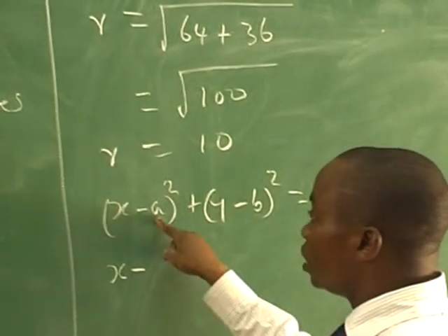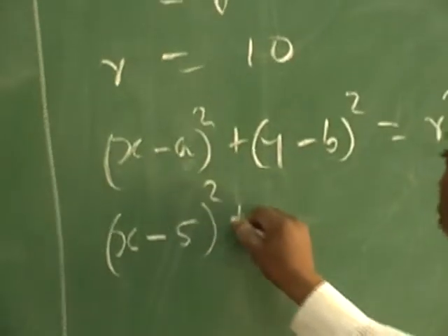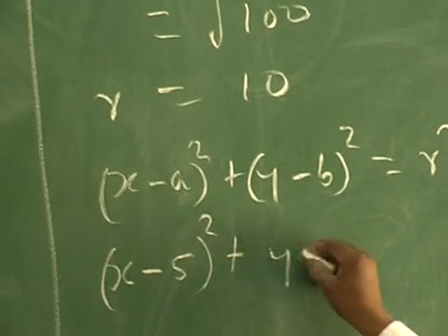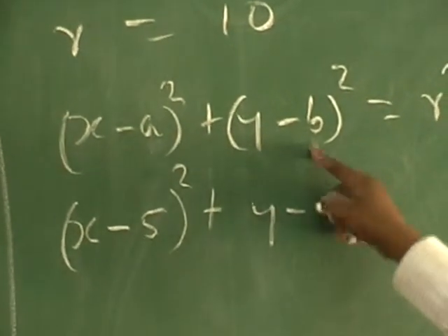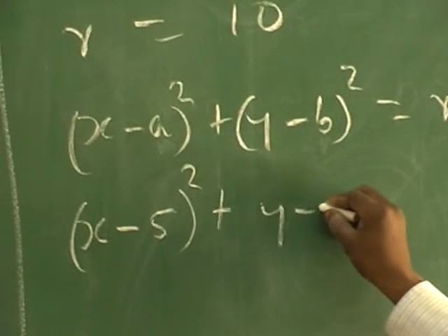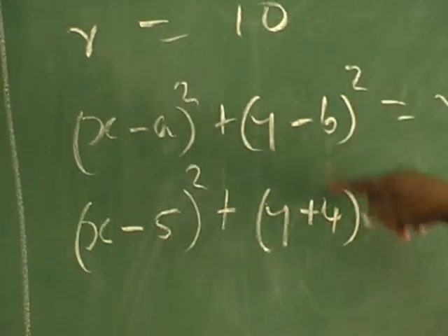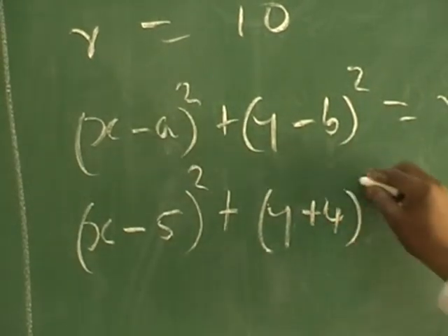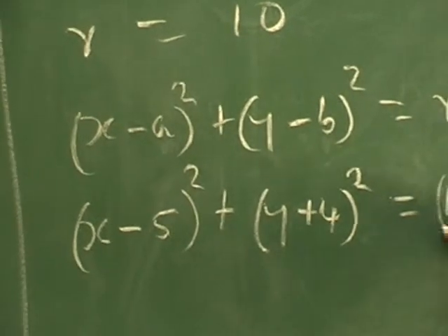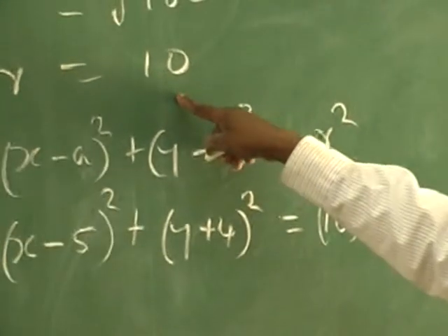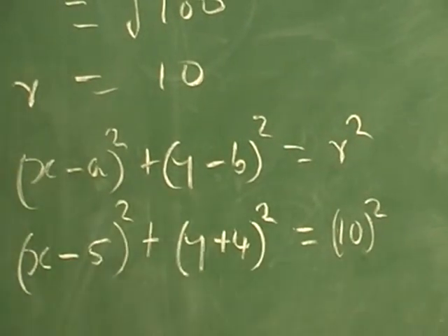Now we'll do it in this way. X minus a, which is 5 in this case, squared, plus y minus b, and b here is minus 4. So minus 4 will give us plus 4 here, because of minus times the minus with that coordinate. We have plus 4 squared will be equal to r squared. And what is r? 10 squared. That was the reason why we started by finding r. So we can substitute r in this place.